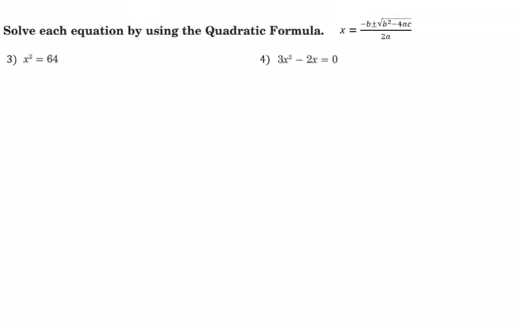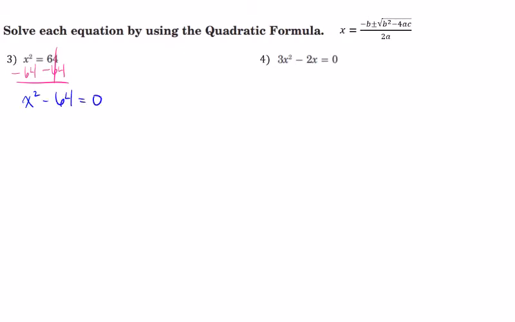All right, so let's try number 3. So number 3, we have a couple binomials, right? So anyway, first thing is we set one side equal to 0, right? So I need to get this 64 over to the other side. And so we get x squared minus 64 equals 0.